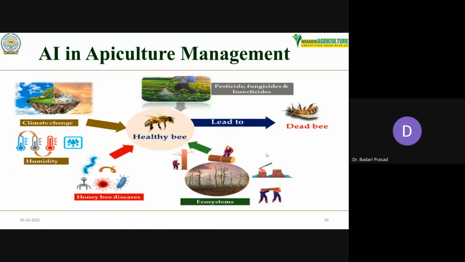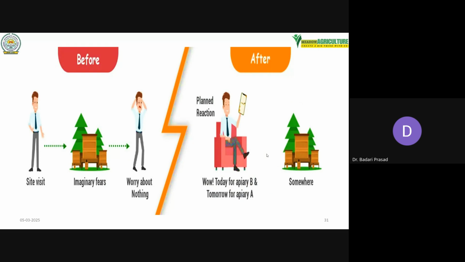One of the interesting fields of artificial intelligence is apiculture management. It is one of the interesting subjects for me also, which I am working on. For producing a good quantity and good quality of honey, a lot of factors are affecting our bee population, like climate change, humidity, temperature, ecosystem. Likewise, pesticides. So many factors affect the bees. Out of these, we have to take the analysis and make proper management of our beehives.